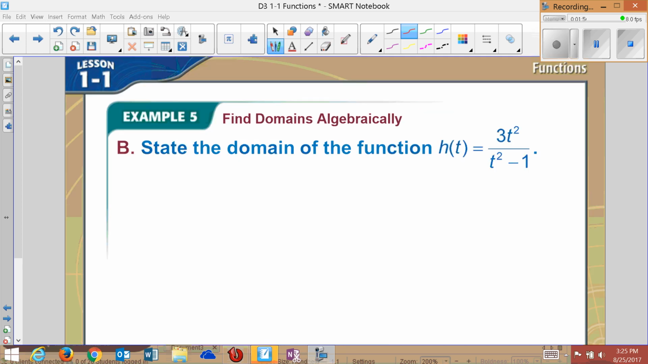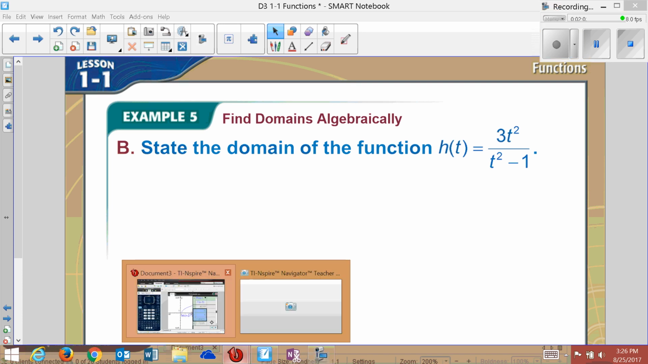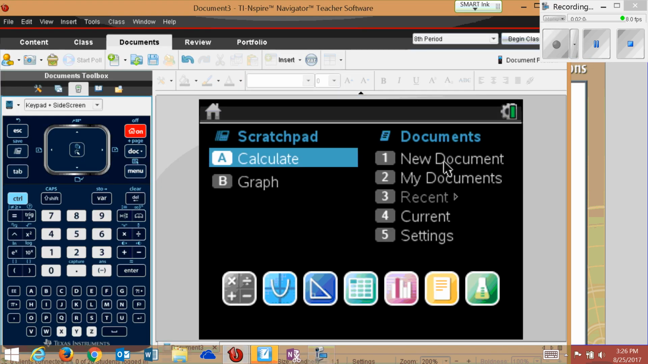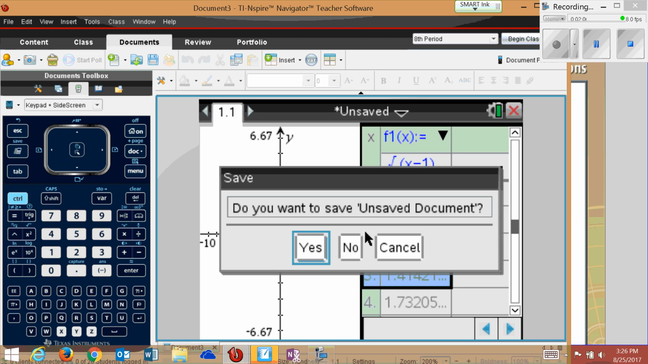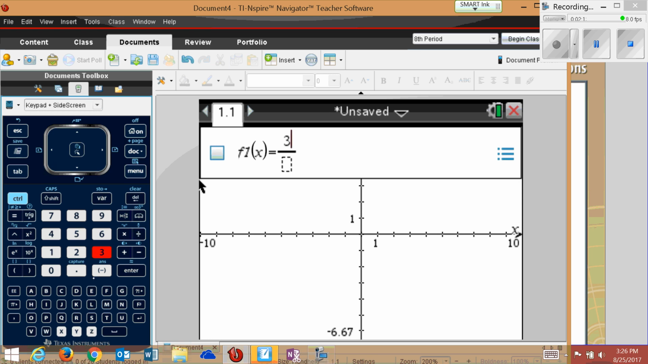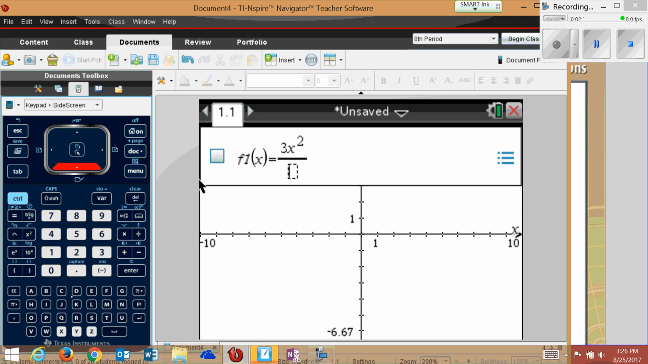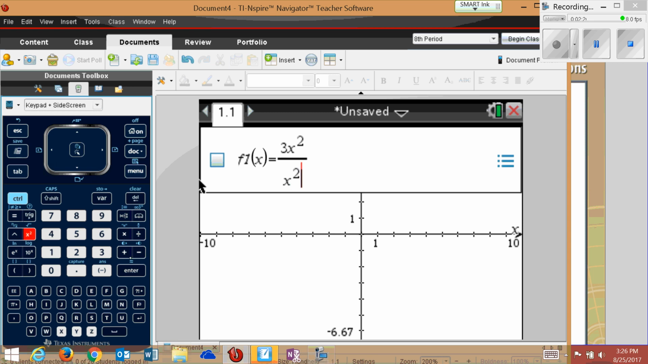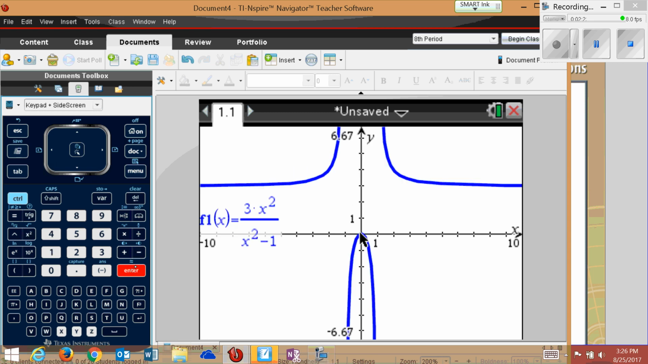Let's try another example. Here, state the domain of this function. Let's first go over and graph it. So we have the function 3t squared over t squared minus 1. So I go to my graph, and I'm going to create a new document. This clears out everything else. And now I want a fraction, which you can do by pressing Control Divide. And then I have 3, instead of using t, I'm going to put x squared on top over x squared minus 1. And here's my graph.